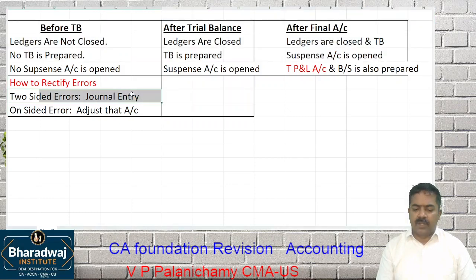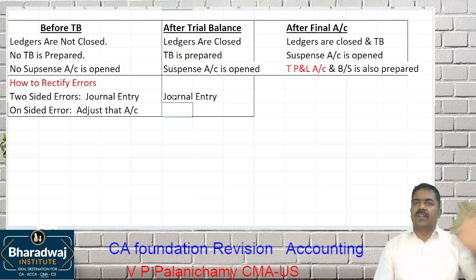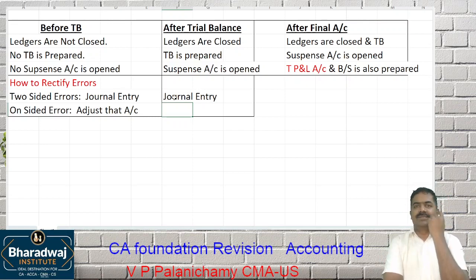For two-sided errors, what to do? You pass journal entry. For example, after trial balance, you identified purchase was not recorded at all. Purchase was not recorded at all. What will you do? Purchase account debit to creditors. You pass journal entry.